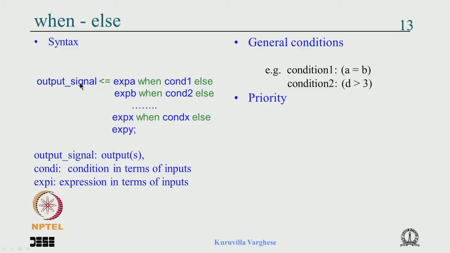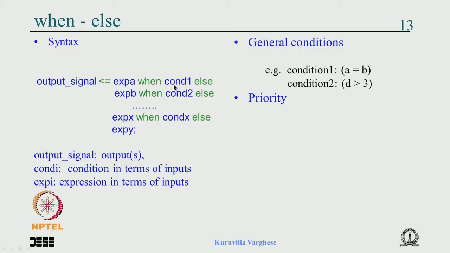That means we are saying the output is some expression when some condition holds. Suppose we are saying the condition A equal to B, and suppose this is 2 bits and we say 0 0 when A equal to B. Then we say else, which means that A is not equal to B. And we say another condition, say D greater than 3. So maybe this was 0 0, this is 0 1, output is 0 1 when A is not equal to B and D is greater than 3. When you say else, it means that it is not this condition and not this condition. That means A is not equal to B and D is less than or equal to 3, then maybe the output is expression 3 and some other condition.